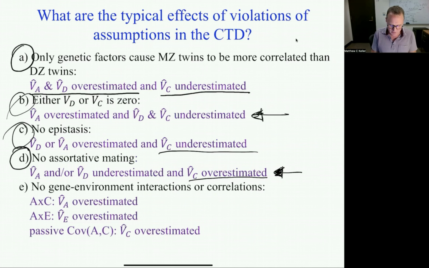And finally, no gene environment interactions or correlations. If we're talking about an A by shared environment interaction, that will tend to lead to the additive genetic variance being overestimated. If we're talking about an A by unique environment interaction, that will tend to lead to the E being overestimated. And if we're talking about a passive covariance AC, also called genetic nurture in the literature, that will lead to VC being overestimated.